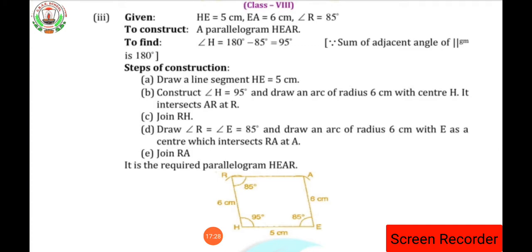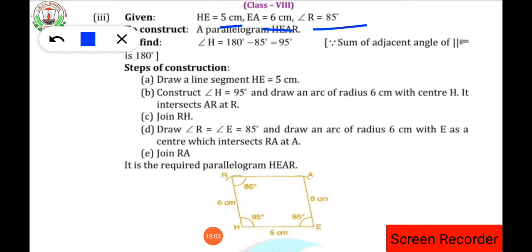See question number 3. Here again we have to draw a parallelogram. The name of the parallelogram is HEAR. Here the measurement of HE is given as 5 centimeters, EA is given as 6 centimeters, and angle R is given as 85 degrees. Clear? The measurements of two sides are given, as well as one angle. So let's see how to do it.